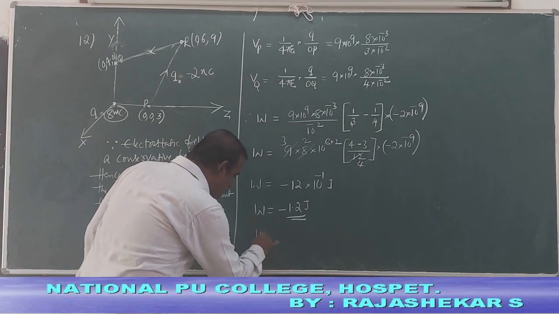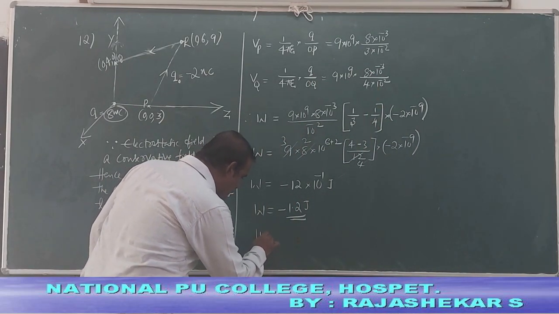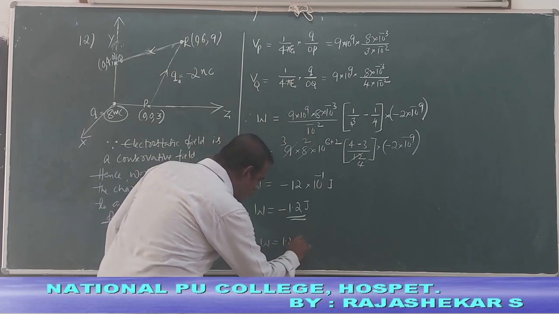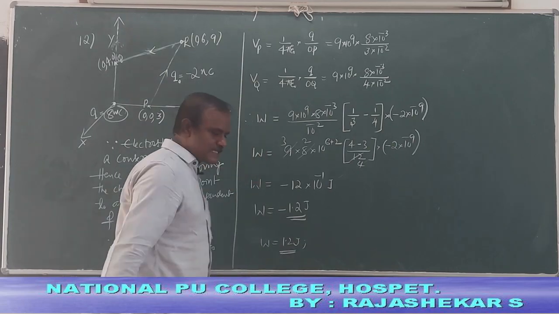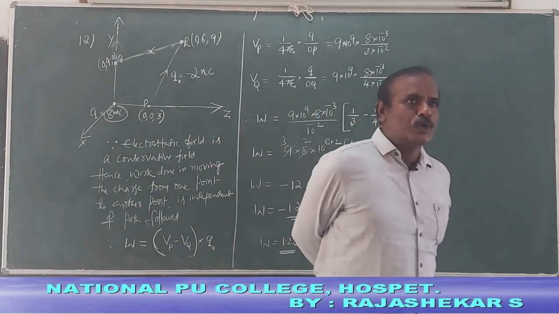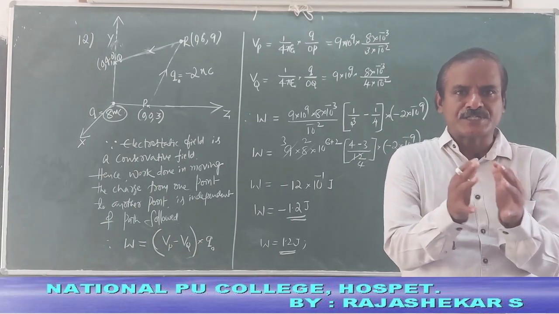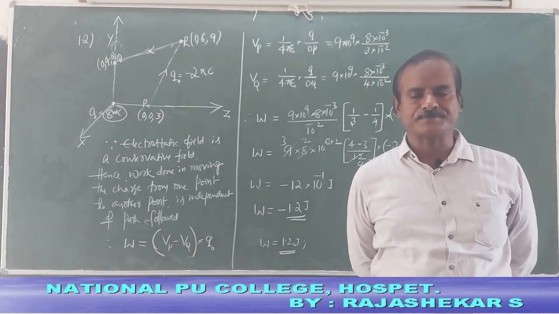How much work is done? If you refer, simply 1.2 joule. The minus sign suggests that the energy is shared, potential energy, electrostatic energy is shared between two unlike charges.